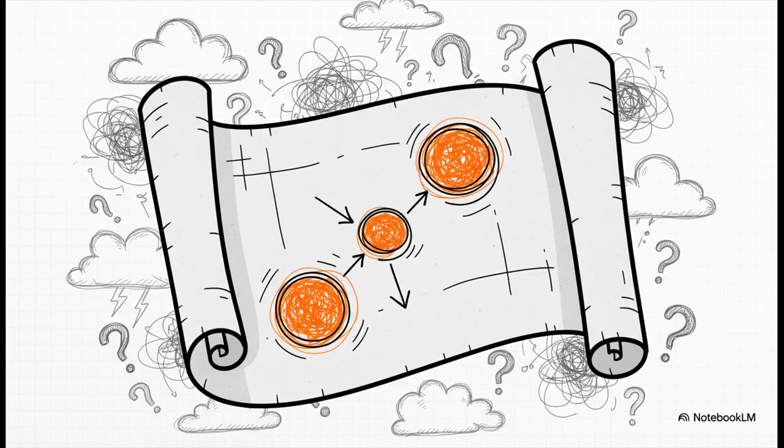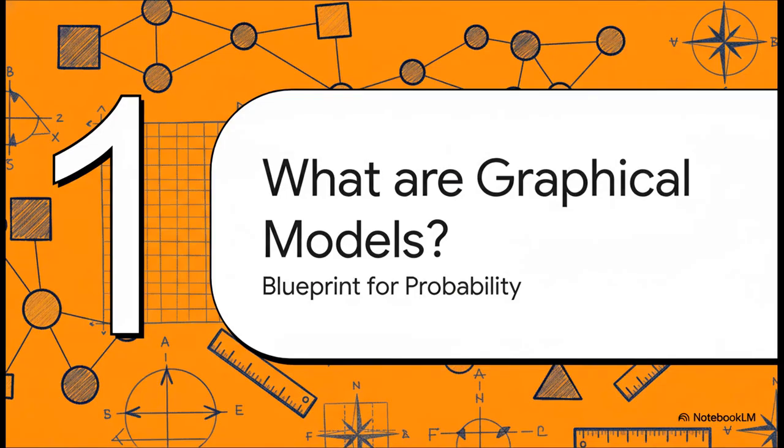Well, the secret sauce behind all this incredible tech isn't magic. It's actually a brilliant concept, a kind of blueprint or a visual map for probability. It's a map that helps machines navigate all the complexities of our uncertain world. And that is exactly what we're going to explore today. So let's break this down.